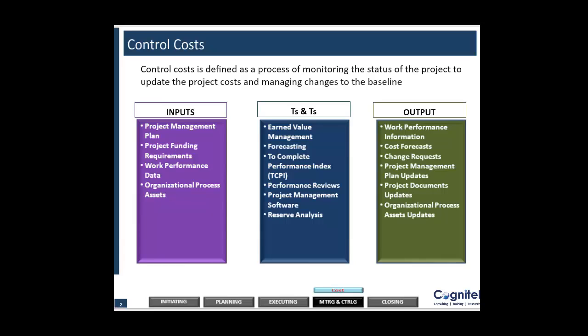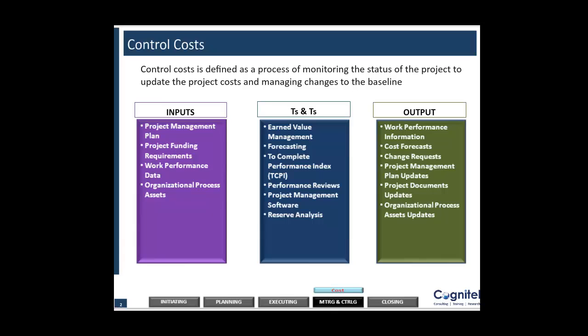Basically OPA is nothing but your organization policy, templates, etc. For example, the quality manual of your company. Organization process assets are any quality manual, any templates, any estimation techniques which are specific to the organization. That is what organization process assets are.